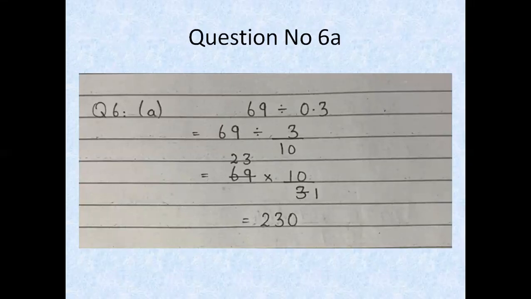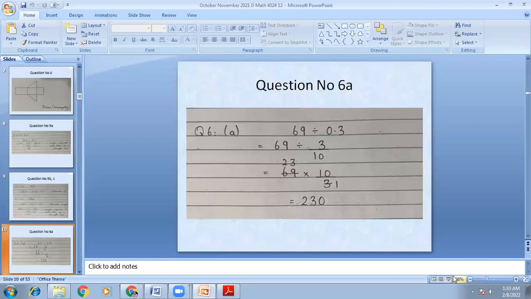When I convert that divide sign into a multiplication sign, the 3 by 10 will reciprocate. So now I have 69 multiplied by 10 by 3. 3 and 69 will cancel. 3 ones are 3, 3 23s are 69. So 23 multiplied by 10, that's 230. So this is how you do question number 6, A part.